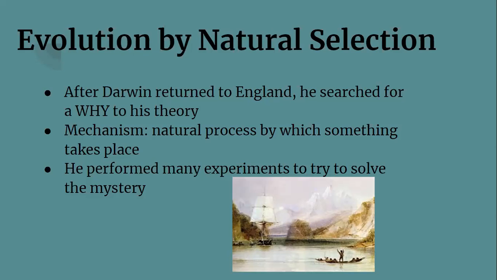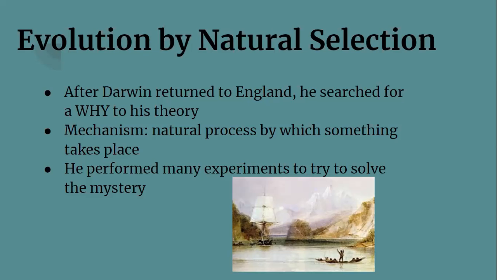So after his return to England, Darwin was not satisfied with his theory of evolution. So he struggled to determine the evolution's mechanism. Remember, a mechanism is a natural process by which something takes place. So Darwin himself was asking how these organisms could change over time, because remember, this takes many years, decades, sometimes hundreds of years, thousands of years for these mechanisms to really occur.